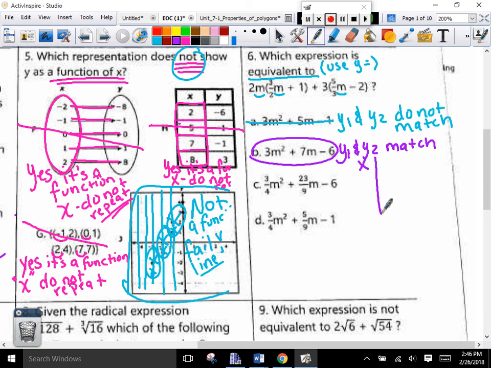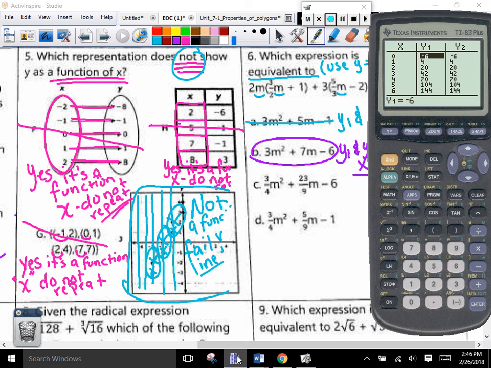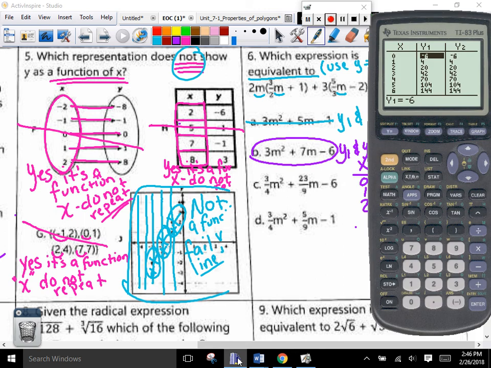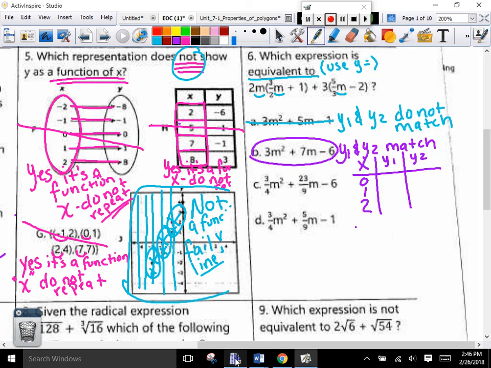And I am going to put an example. So x, y1, y2, and I put the example. 0, 1, 2, and then I have -6, 4, and 20. That's all coming from my table. And we are done with problem number 6.